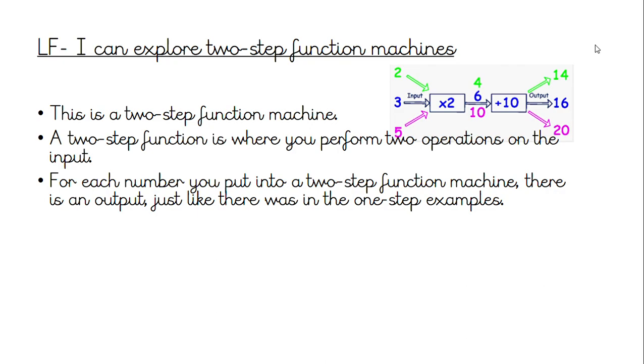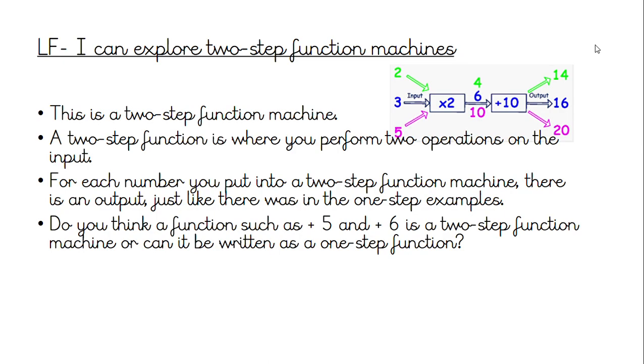Now, do you think a function machine such as +5 and then +6 is a two-step function machine? Or do you think it could be written as a one-step function? Have a little think about that and pause the video. Okay, hopefully you recognise that adding 5 and adding 6 is exactly the same as adding 11. So that wouldn't actually be known as a two-step function machine. We would put those together and just add 11.